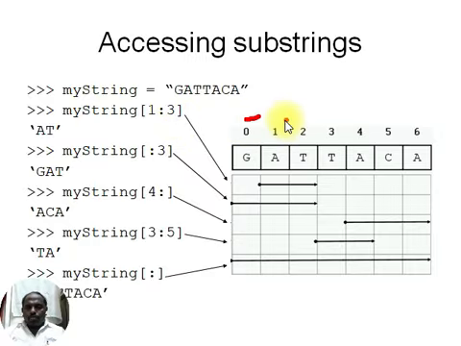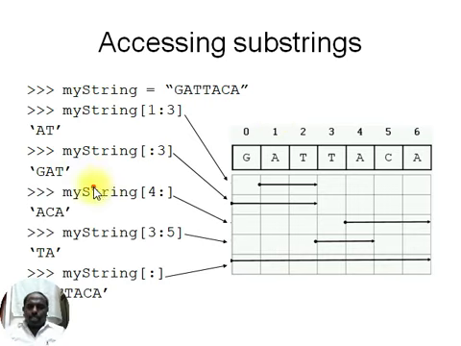See here 0, 1, 2. No, the 0 will not be taken. So it will start from 1. What is the value at 1? It is A. What is the value at 2? T. So up to 3. The character at 3 will not be printed, because Python prints only up to the character before 3.